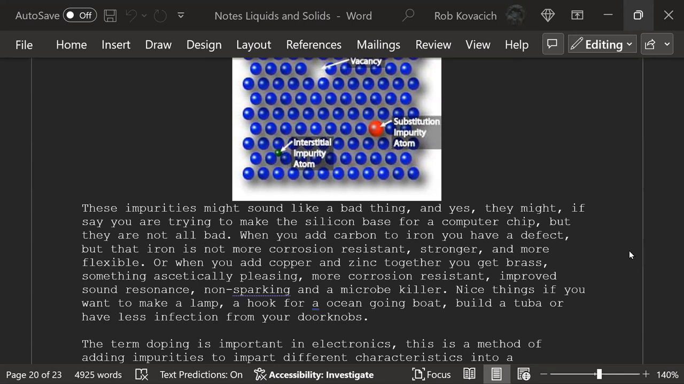If I add impure carbon to iron, so I take soot and I pound it into iron, I end up with steel. So obviously steel is better than iron, more corrosion resistant. It's more likely to break than bend, but it's more structurally sound. Then if you mix copper and zinc together in 1:1 and you make brass, brass has properties that neither copper nor zinc have, and so we get this alloy that ends up being much more useful than either of the original substances.